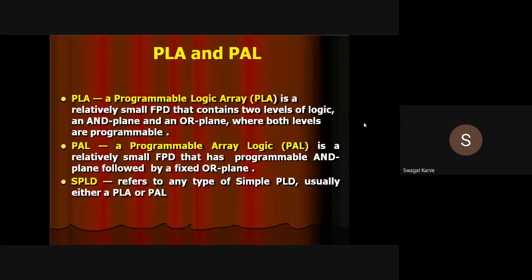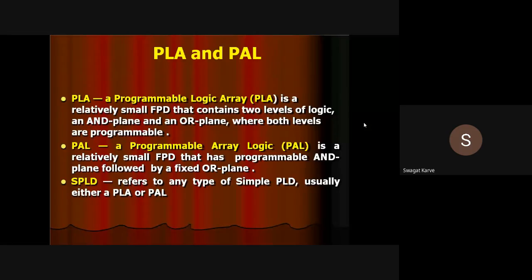Okay, now this is the difference between PLA, PAL and SPLD, that is, simple programmable logic devices. So this PLA, that means programmable logic array, is a relatively small FPD that contains two levels of logic, an AND plane as well as an OR plane, and both levels are programmable. बरोबर आहे? हे शिकलो का नाही आपण PLA मध्ये? म्हणजे AND array पण प्रोग्रामेबल आहे आणि OR array पण प्रोग्रामेबल आहे.